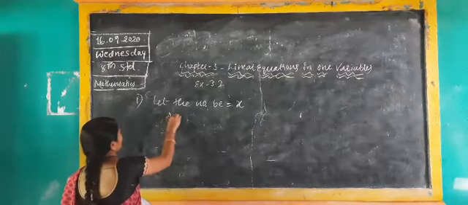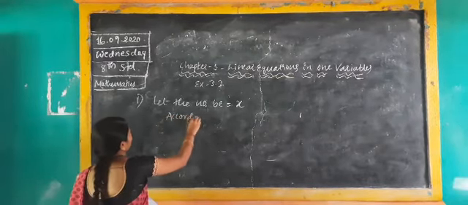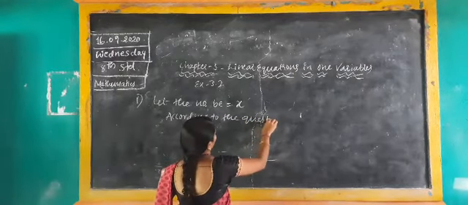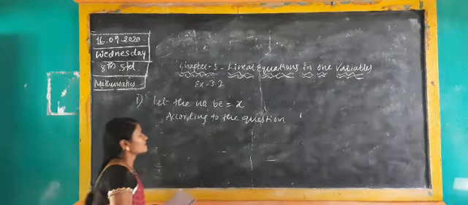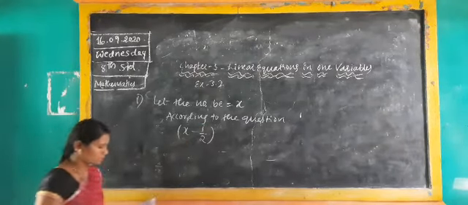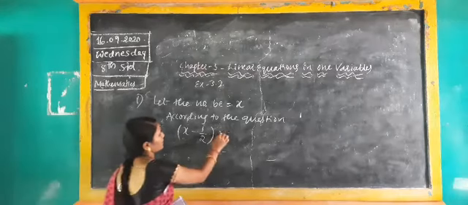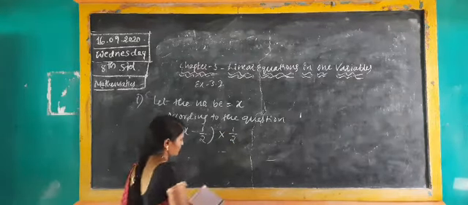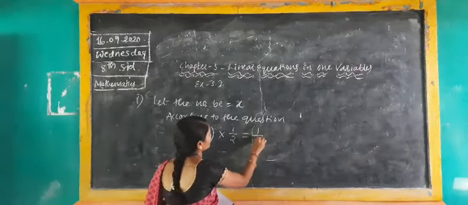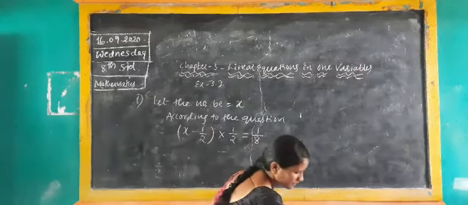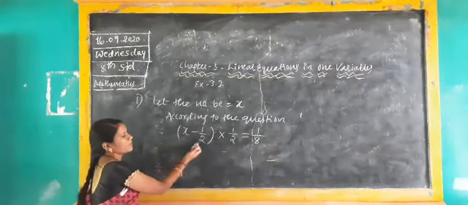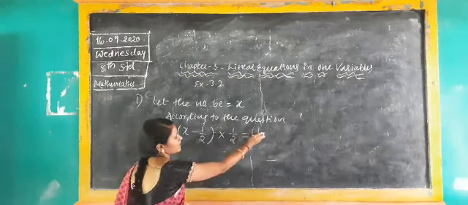According to the question, that number is subtracted by 1 by 2. That's why I am writing x minus 1 by 2. And multiply 1 by 2. That's why I am writing here into 1 by 2. And the result how much? 1 by 8. That's why I am taking here is equal to 1 by 8. So the number is subtracted by 1 by 2 and multiplied by 1 by 2, and you will get the result 1 by 8.